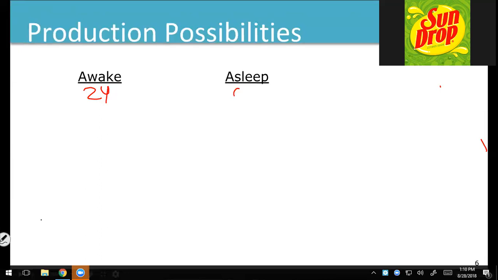Zero. If Haley decided, I'm going to only be awake 12 hours today, how much sleep is she going to get? Well, if she decides, I'm going to be awake 8 hours a day. No. So then how much time would she be asleep? 16. If she was awake 16 hours of the day? She'd only sleep 8 hours a day. If she was to not get any sleep whatsoever, she'd sleep all 24 hours.